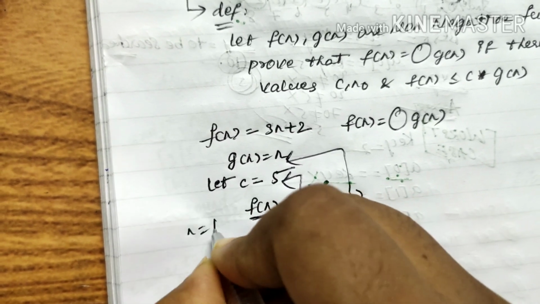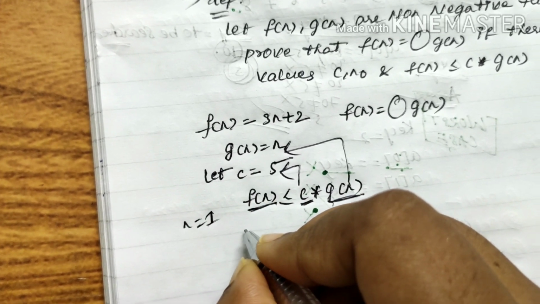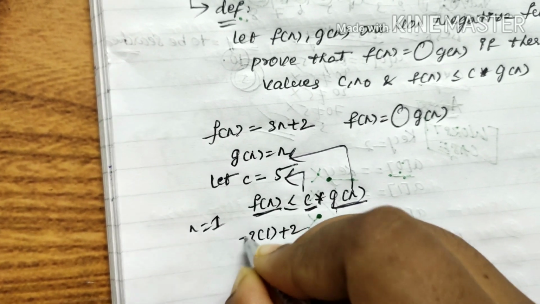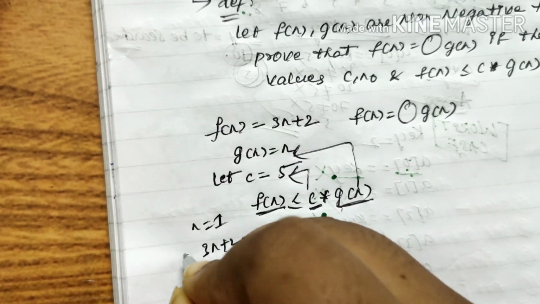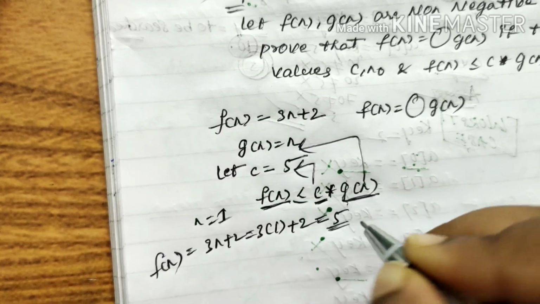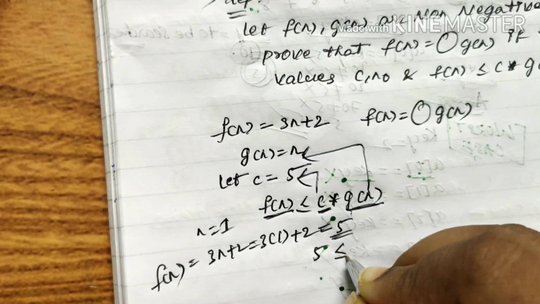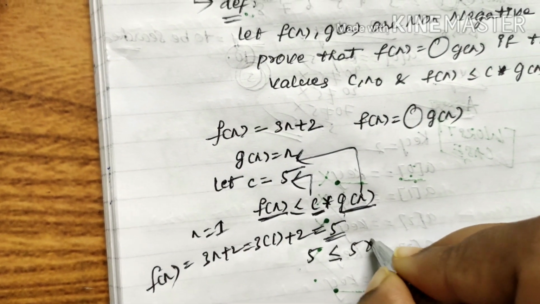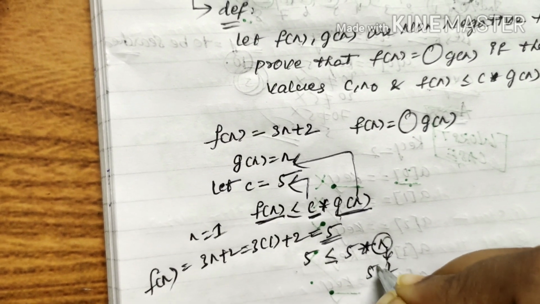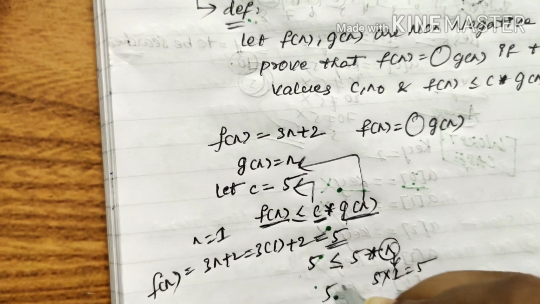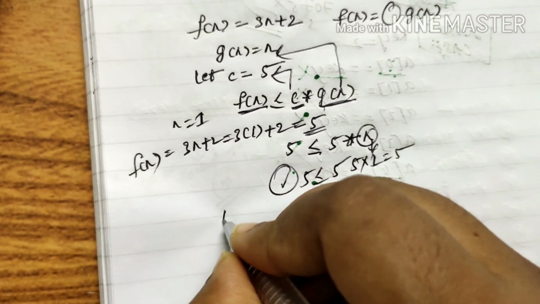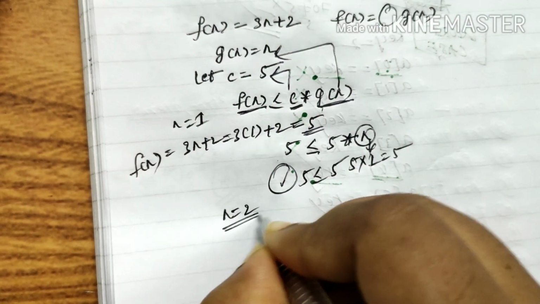Now the n value is taken as 1. I am going to put 1 in the f of n equation. That is 3 into n plus 2, which is f of n. Nothing but 5. 5 is less than or equal to c into g of n, which is n, and that is 1 here. 5 into 1 is 5. 5 is less than or equal to 5. Condition satisfied. Then I am going to take the n value as 2.